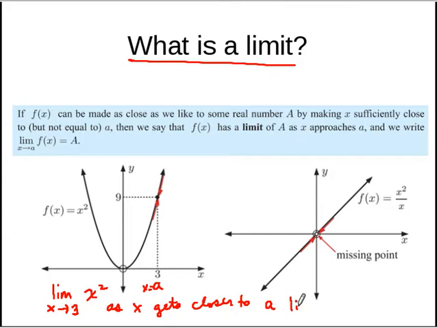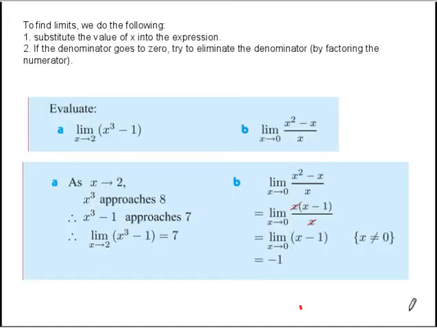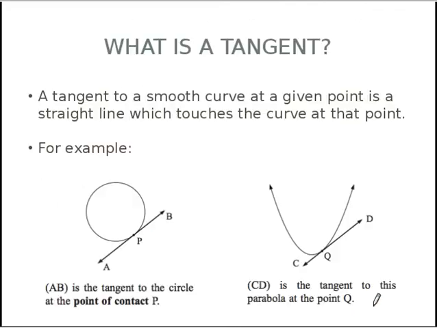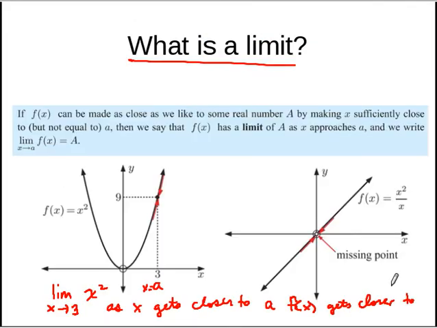Sorry, I'm running into some technical difficulty here. The limit, as x gets closer to a, f of x gets closer to some y value. And that y value is called the limit. So this y value here, in this case, is 9. It's getting closer and closer to 9. So the limit as x approaches 3 of x squared is actually 9 in this case.